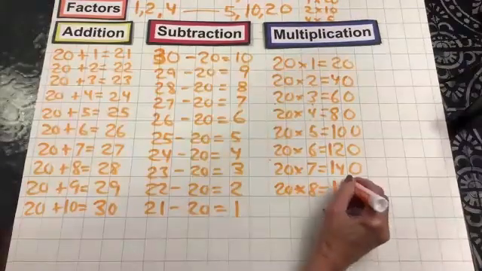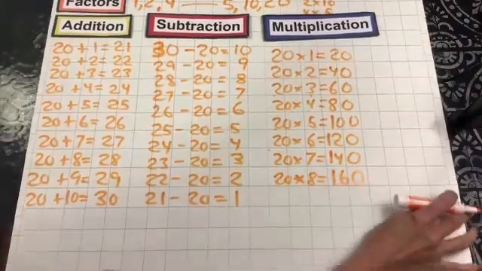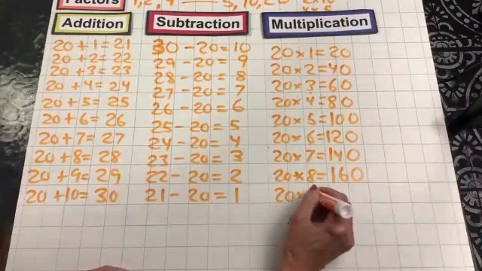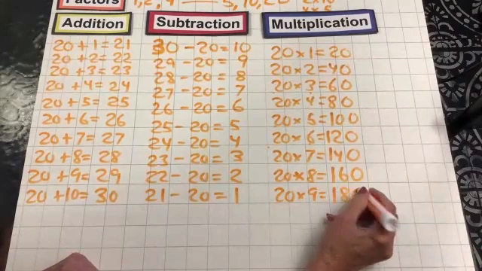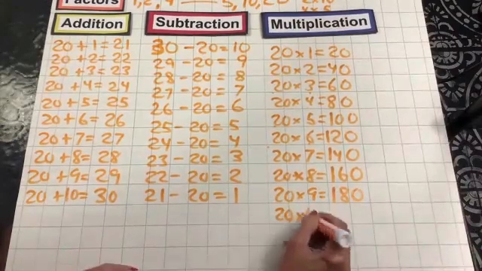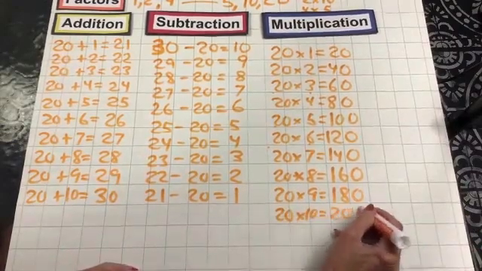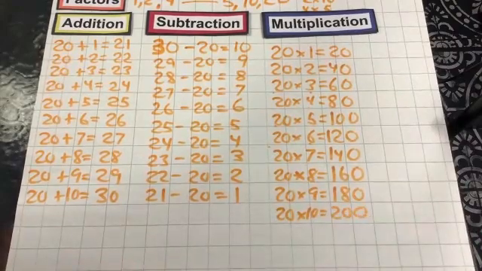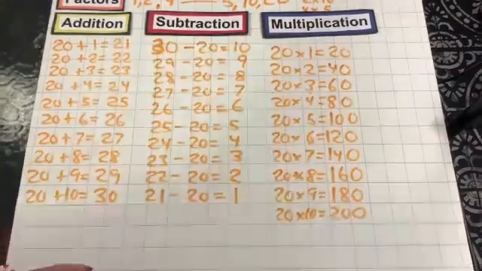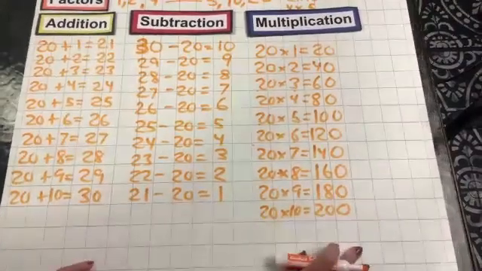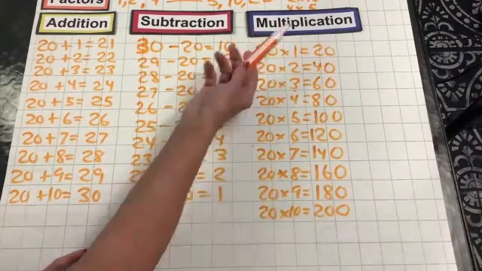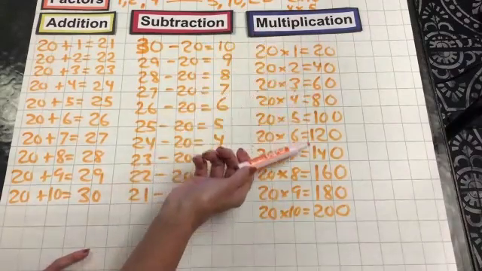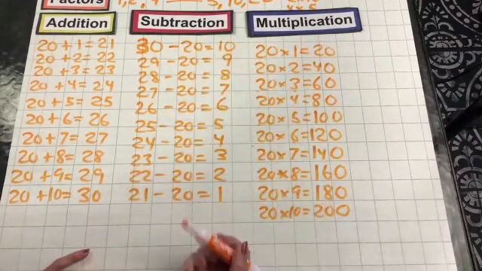20 times 8 is 16 with a 0. 20 times 9 equals 18 with a 0. And then, of course, 20 times 10 is 20 with another 0. So these are the multiples of 20. And then we're counting by twos basically on the front end. 2, 4, 6, 8, 10, 12, 14, 16, 18, 20. And that's the way it would go.